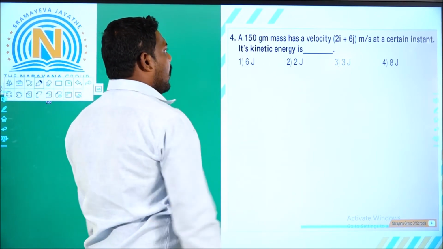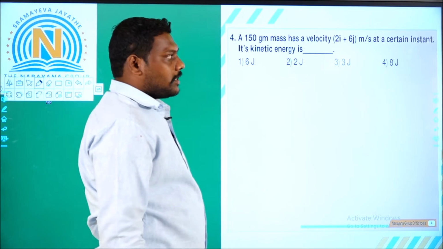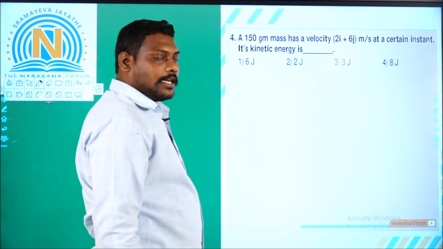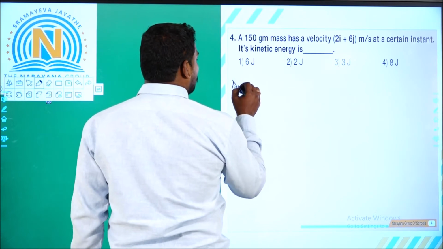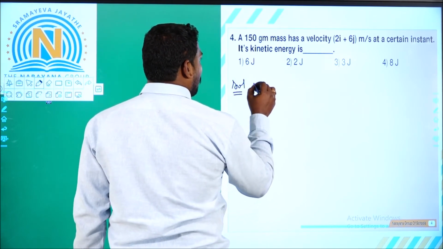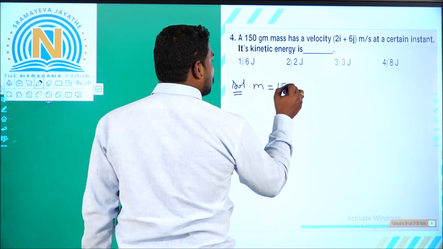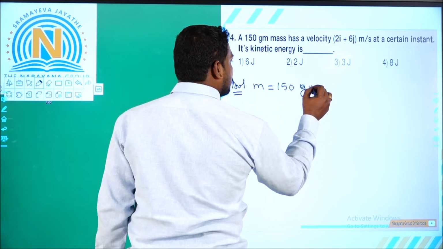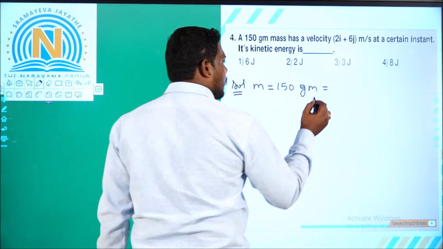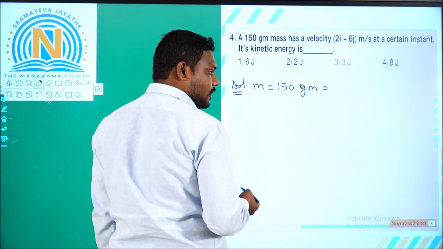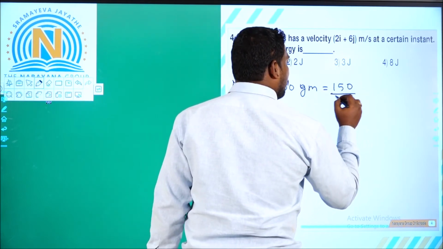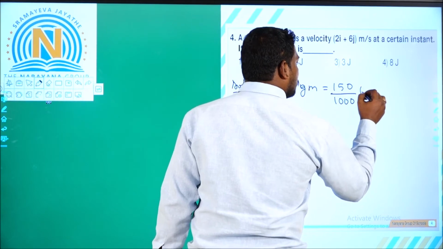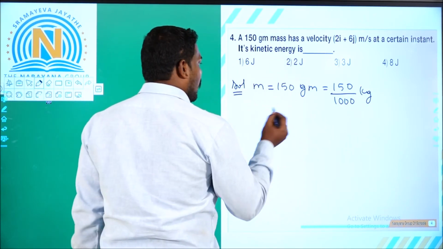A 50 gram mass has a velocity of 2i plus 6j meter per second at a certain instant. Its kinetic energy is, right? Solution. Mass of the body is given as 150 grams. When we convert it from CGS unit to SI units, it will be 150 by 1000 kg.